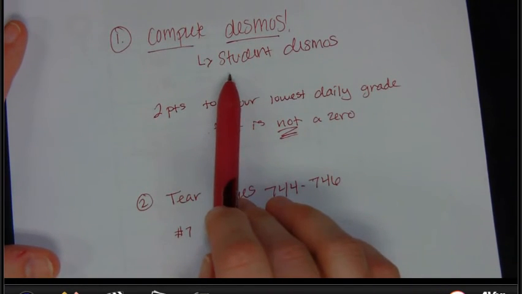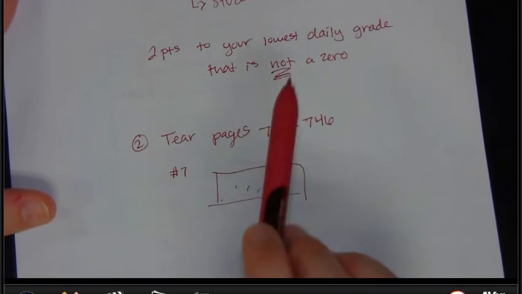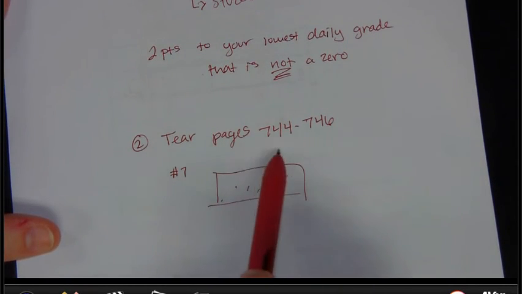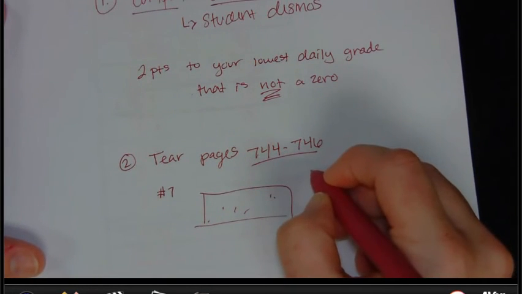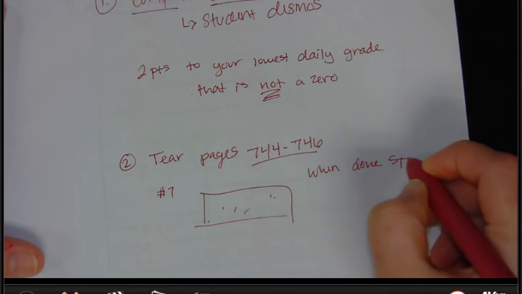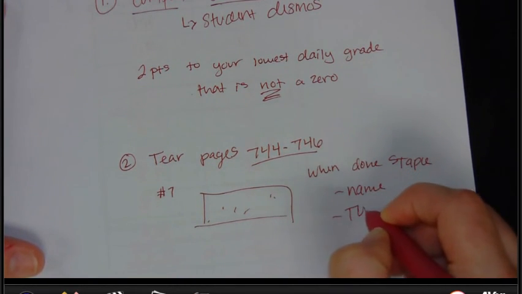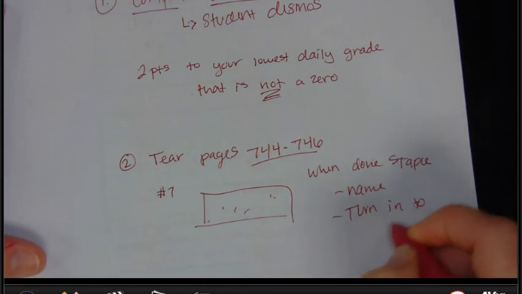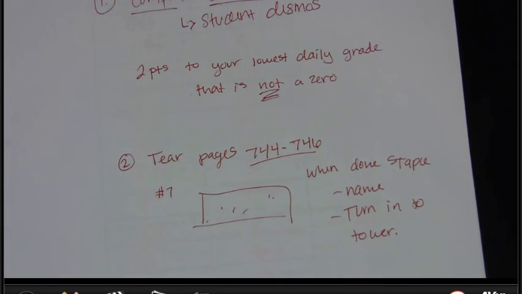So first thing is to complete the Desmos. If you complete it all the way through correctly, I'm going to add 2 points to your lowest daily grade that's not a 0. The second thing is you need to tear out these pages from your textbook, 744 through 746. Complete those, okay? And when done, staple, name, and turn in to Tower. And this is how I will know whether or not you completed the work for today. Okay, if you guys have any questions, please let me know.